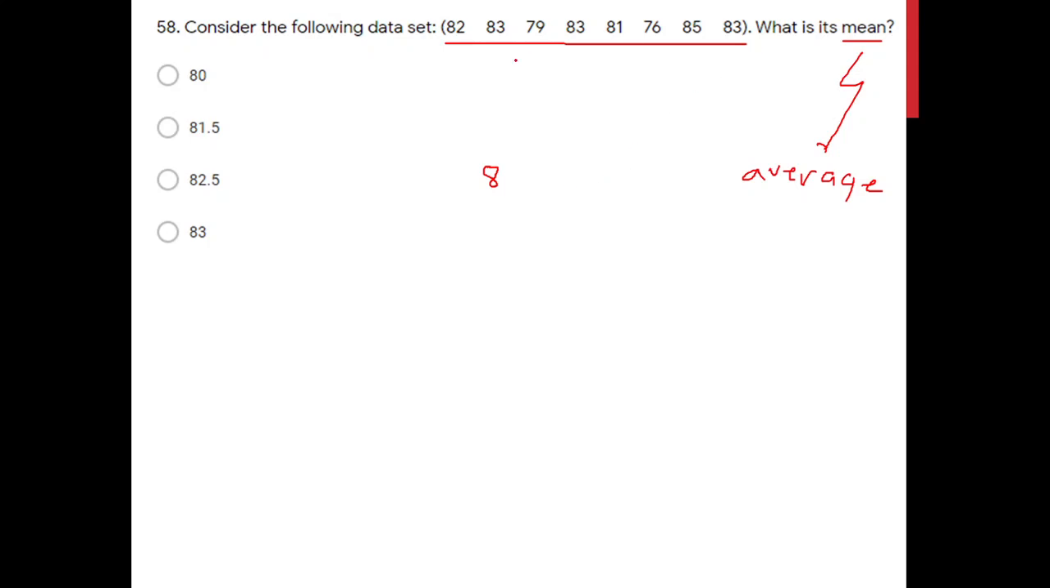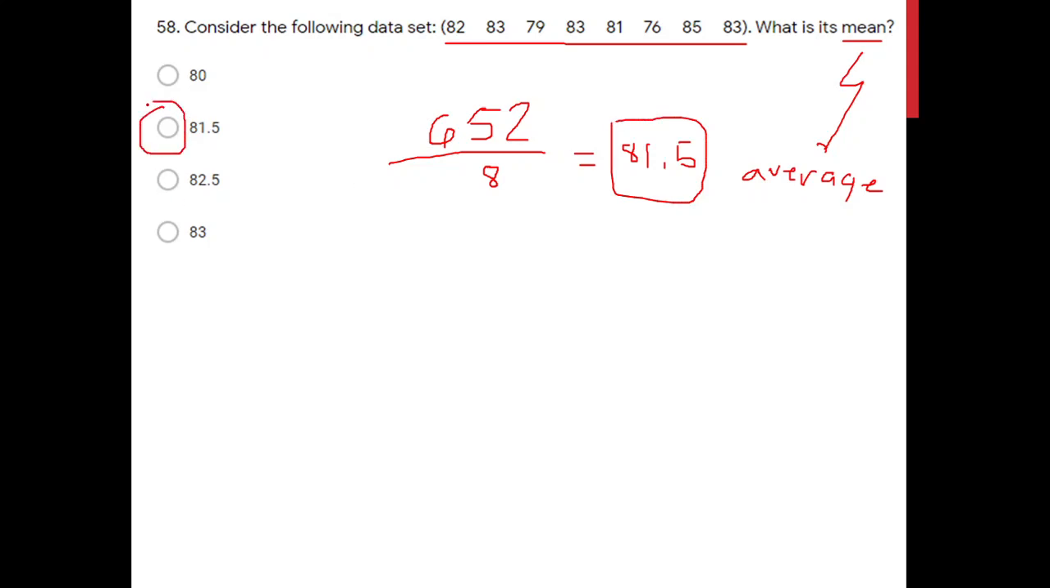So that is 652 all in all. And there are 8 data here, 1, 2, 3, 4, 5, 6, 7, 8. So all you need to do is divide it by 8. So 652 divided by 8 would give you 81.5. So this is the mean or the average. Okay, so to get the mean, meaning the average, add them together and divide by how many numbers of data you have.